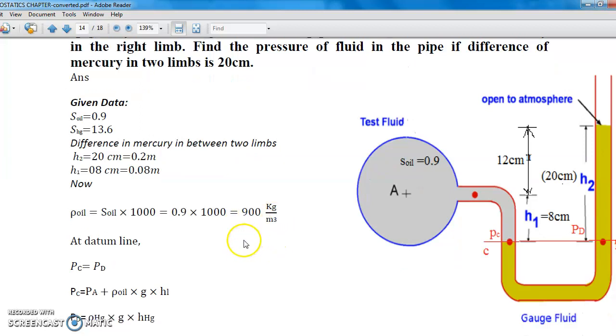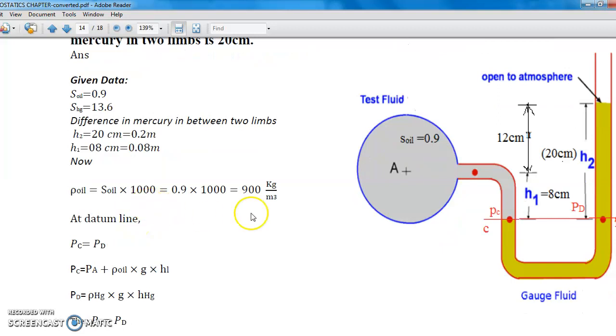Same thing, you have to convert the specific gravity of the mercury, which is 13.6, to the density of the mercury. The density of the mercury is equal to the specific gravity of the mercury into 1000, then you will get 13,600 kg per meter cube, that is the density of the mercury.